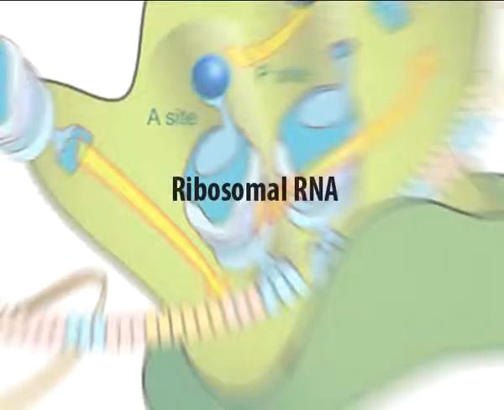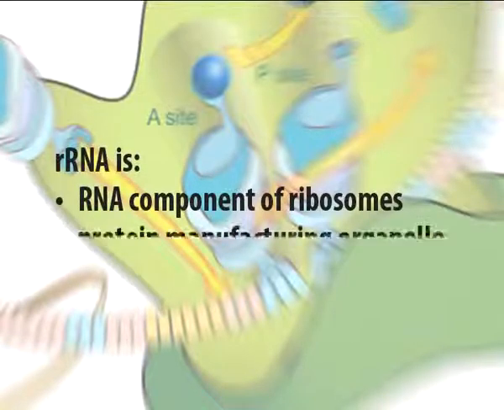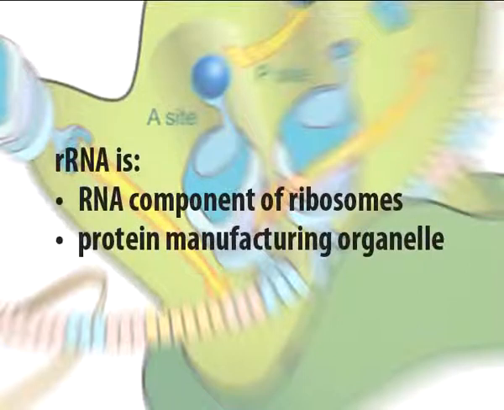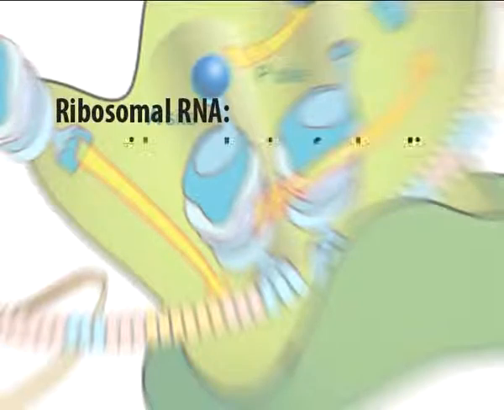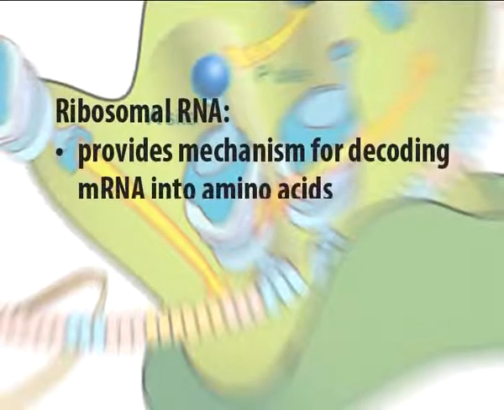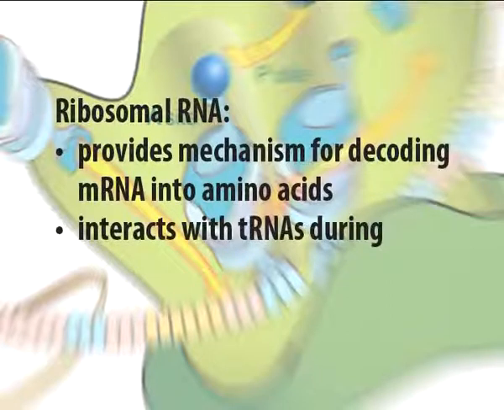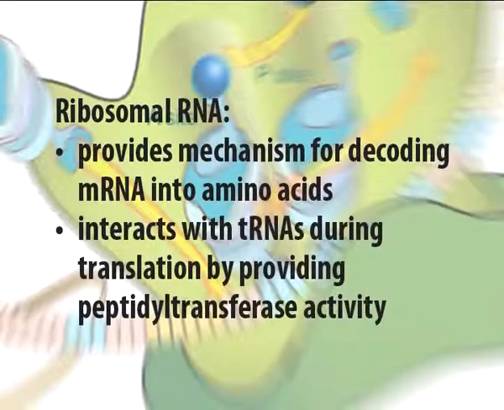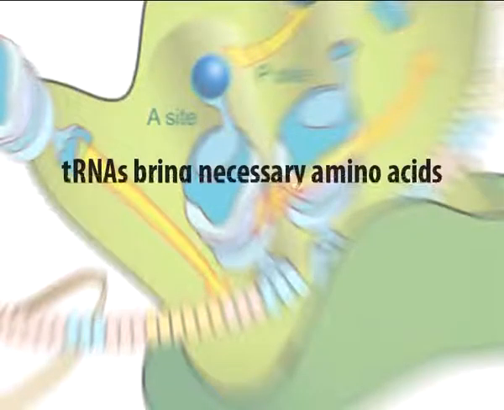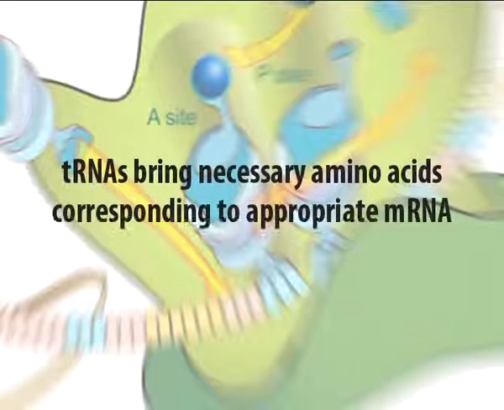Now, ribosomal RNA. Ribosomal RNA or rRNA is the RNA component of the ribosome, the protein manufacturing organelle of all the living cells. Ribosomal RNA provides a mechanism for decoding mRNA into amino acids and interacts with tRNAs during translation by providing peptidyl transferase activity. The tRNAs bring the necessary amino acids corresponding to the appropriate mRNA codon.